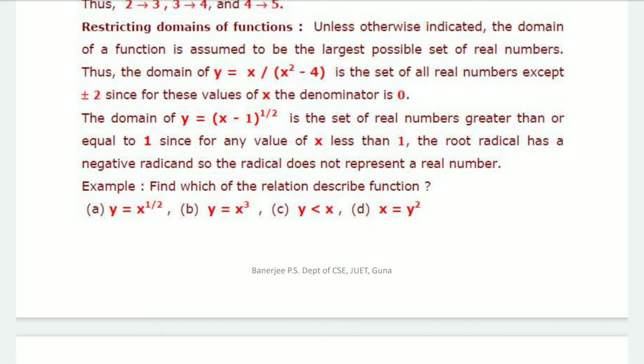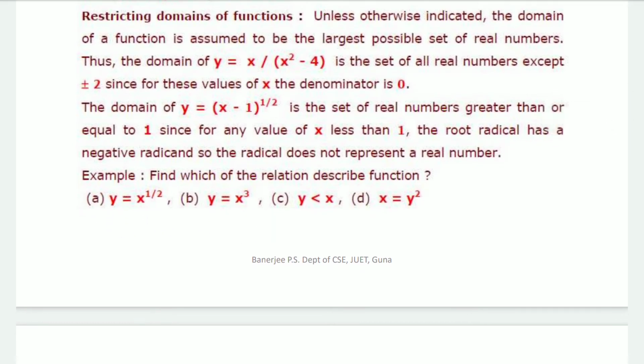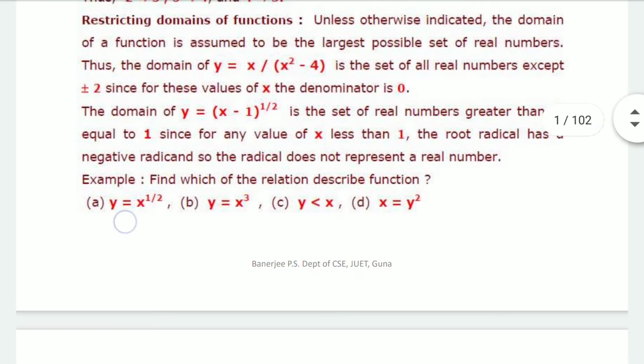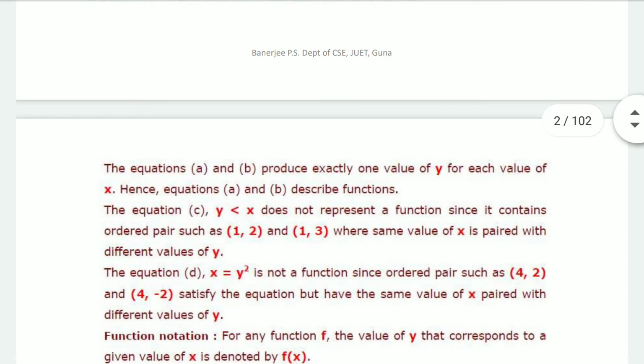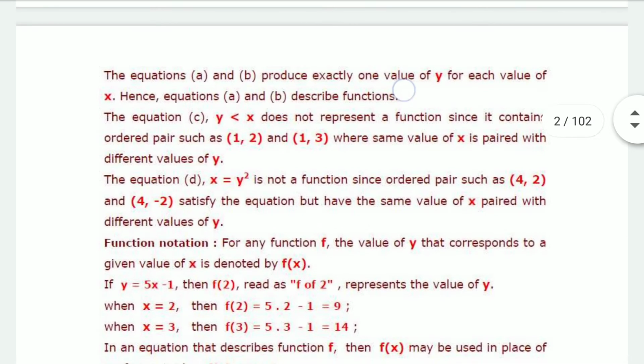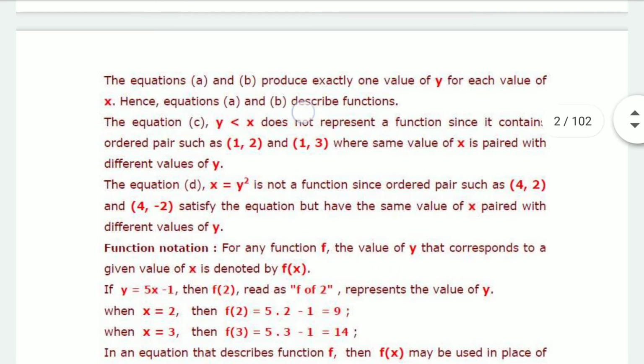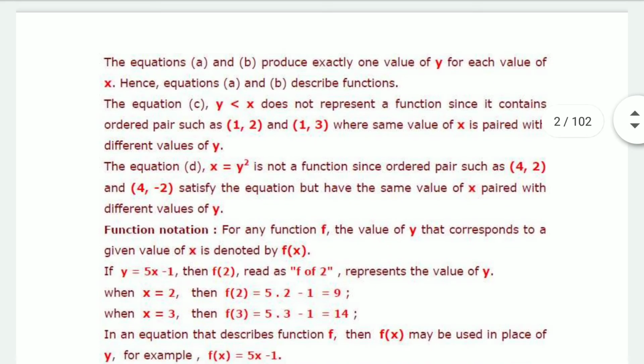For any particular x values, they do have same or different y values. That means they map with only one value of x. Let us see here. Yeah, the equations a and b produce exactly one value of y for each value of x. Hence the equations a and b describe a function.